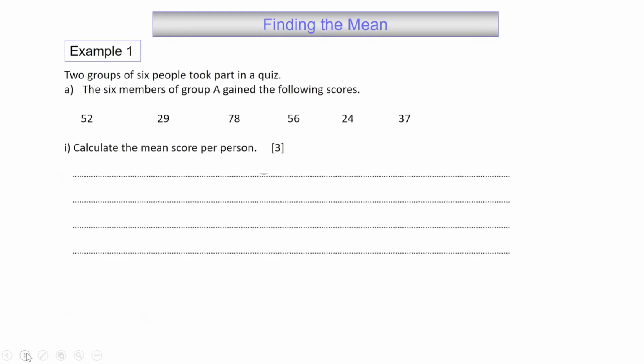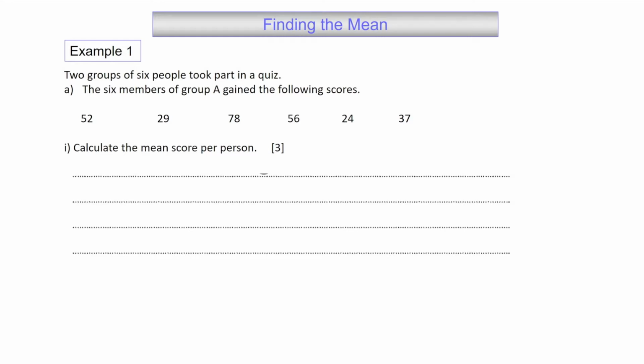Okay, so firstly we're going to look at the mean. So here we have an example. This is a GCSE question where you would be allowed a calculator. So two groups of 6 people took part in a quiz. The 6 members of group A gained the following scores. So we've got 52, 29, 78, 56, 24, 37. Calculate the mean score per person, and there's 3 marks allocated to this.